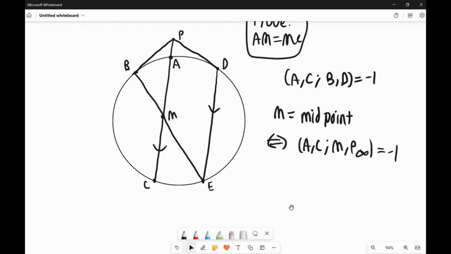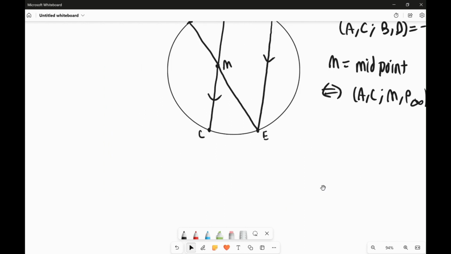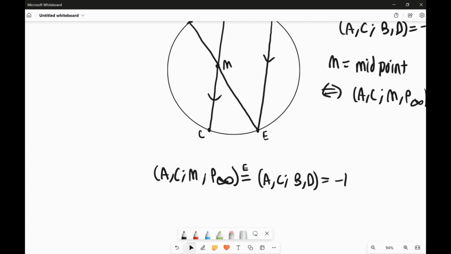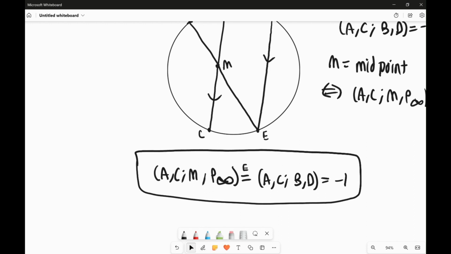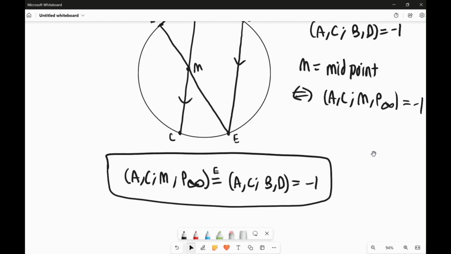So here's our one-line solution as promised. It is just (A, C; M, P infinity) is equal to, when projecting through E, (A, C; B, D). And we know this is equal to -1 by the given conditions. And here's our promised one-line solution. Here we go. JMO problem 5 solved in one line using projective geometry. Really cool, right?